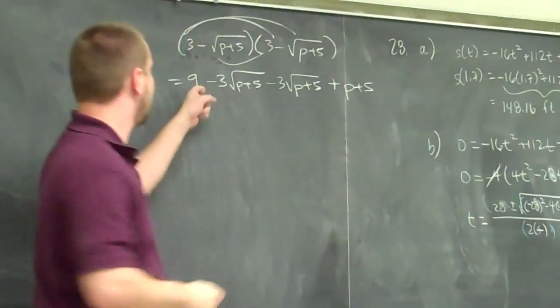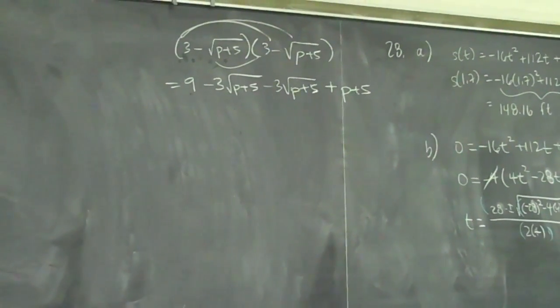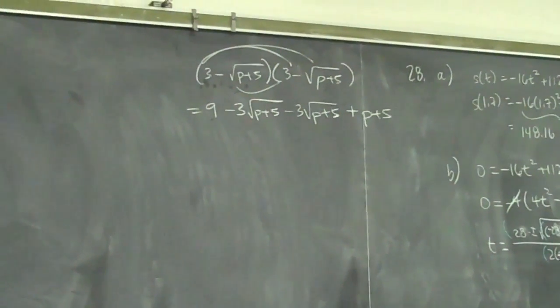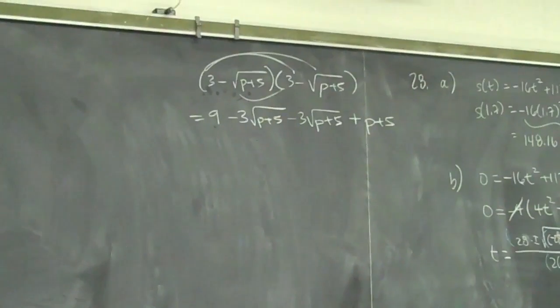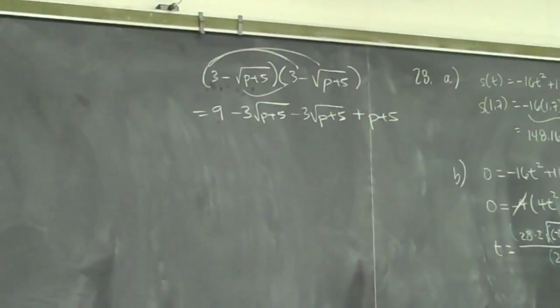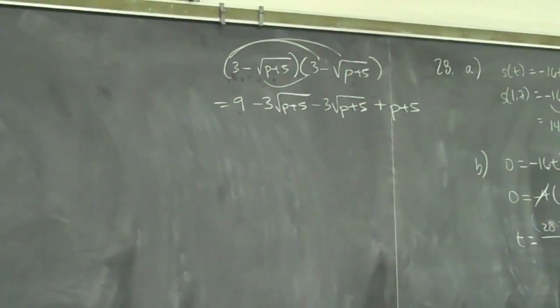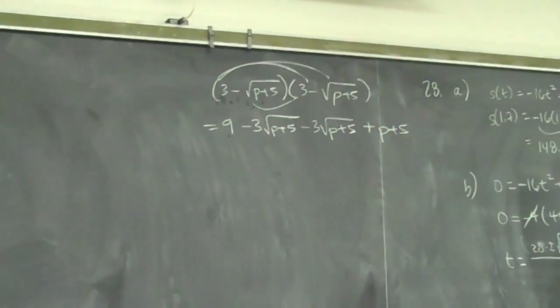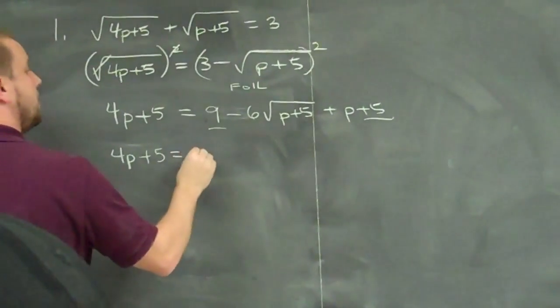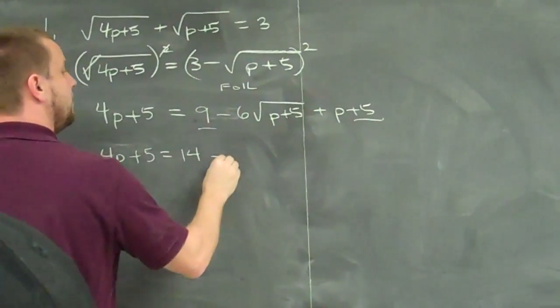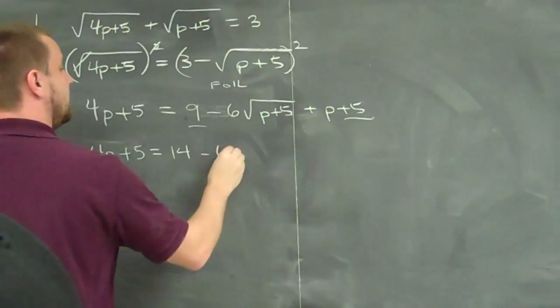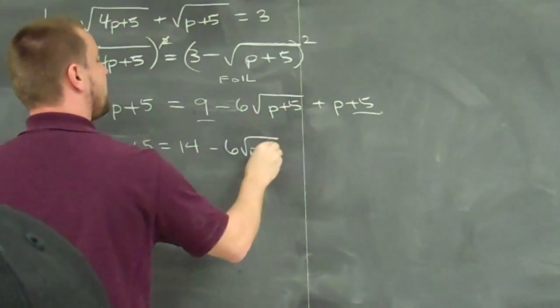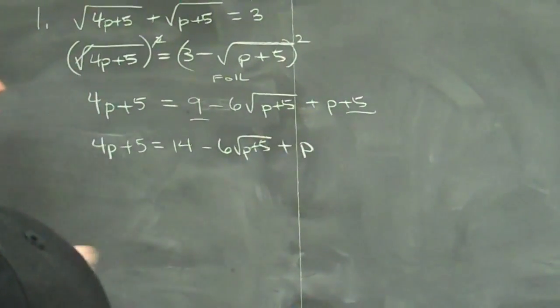And so what we got was the 9 here. When I put the two square roots together, minus 3 of them, minus 3 more of them is minus 6 of them altogether. And then your p plus 5, which we can take one extra step and combine together. That's 14 minus 6 square roots of p plus 5 plus p.